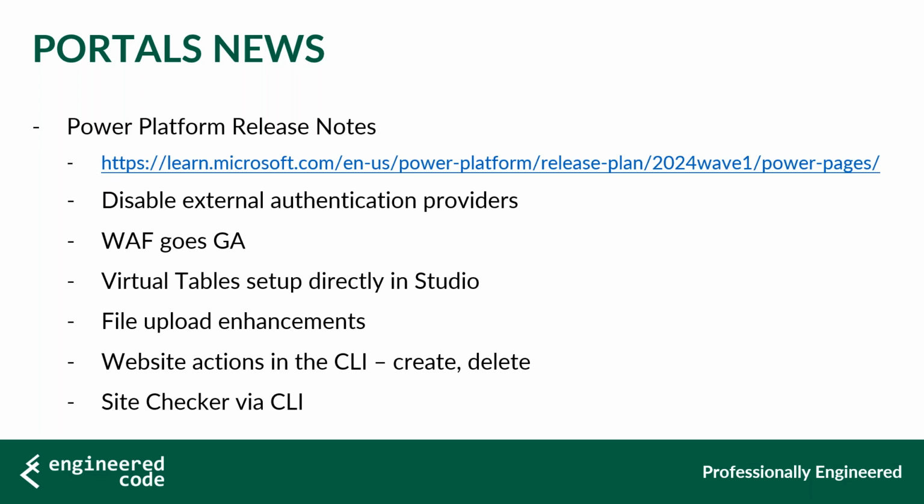The first 2 are more around admin, governance, security type of thing. The first one is the ability to disable external authentication providers at a tenant level. Of course, right now, and for always, you could control which authentication providers were configured for a particular site. But if you're working in an organization that wants more global control at a tenant level to say which ones can and can't be used, you will be able to specify which authentication providers are not allowed in your organization at all at a tenant level.